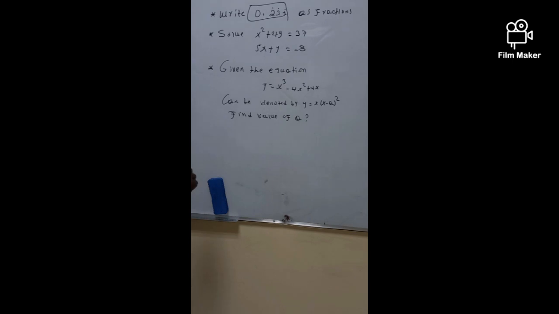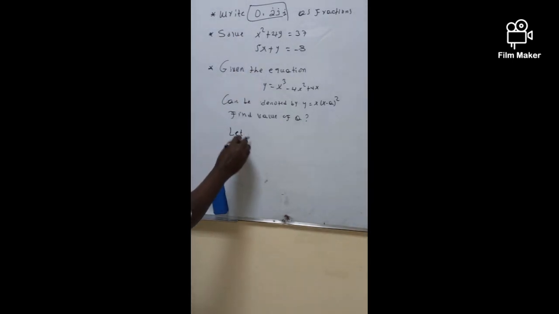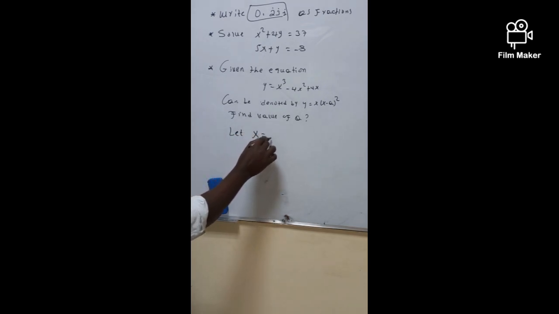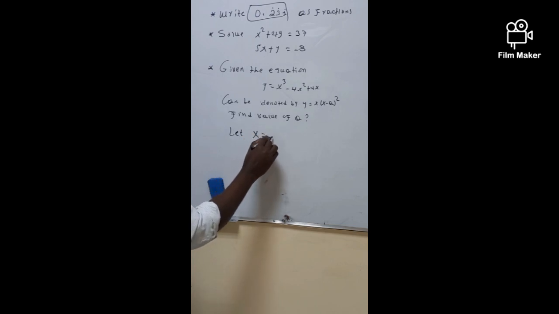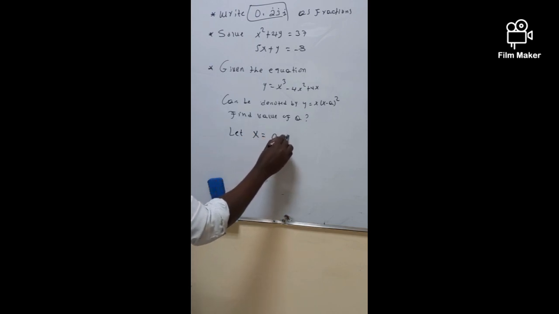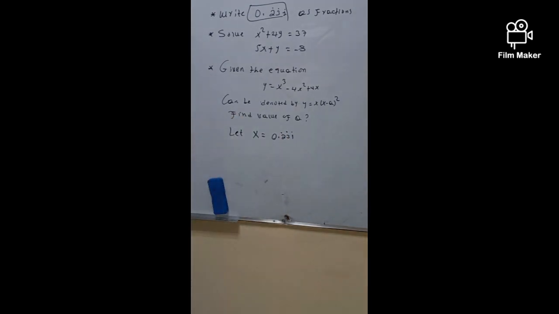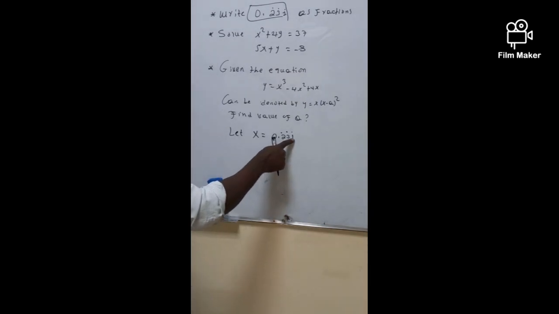Let me just represent this as x. Let x be the equivalent fraction for this recurring decimal, 0.231 repeated. In order to convert this, we need to multiply both sides by 1000, because the last recurring digit, 1, is found in the thousandths place.